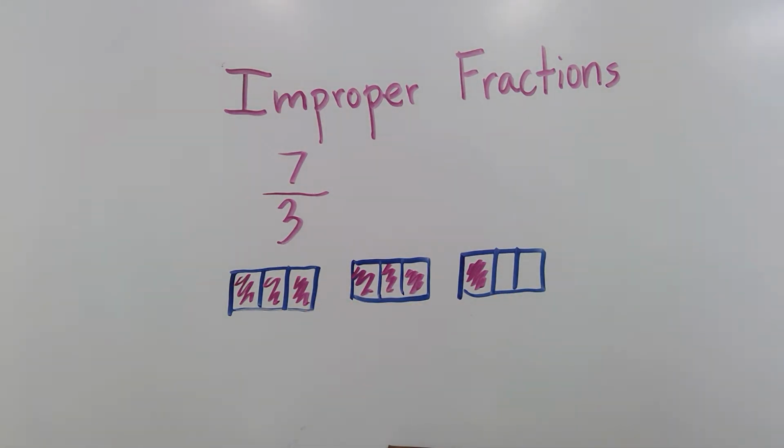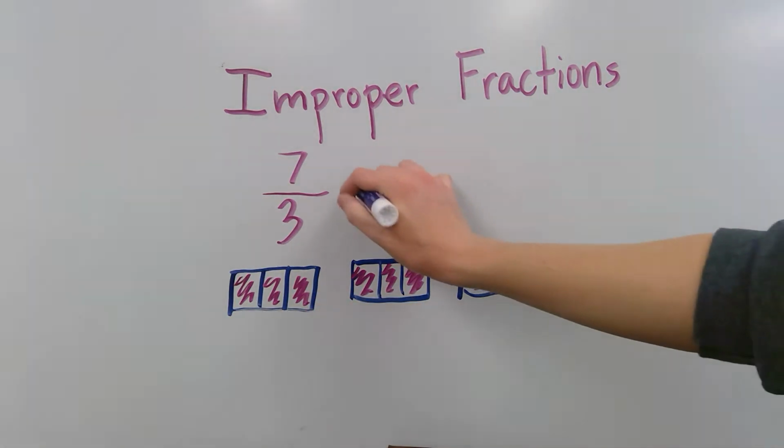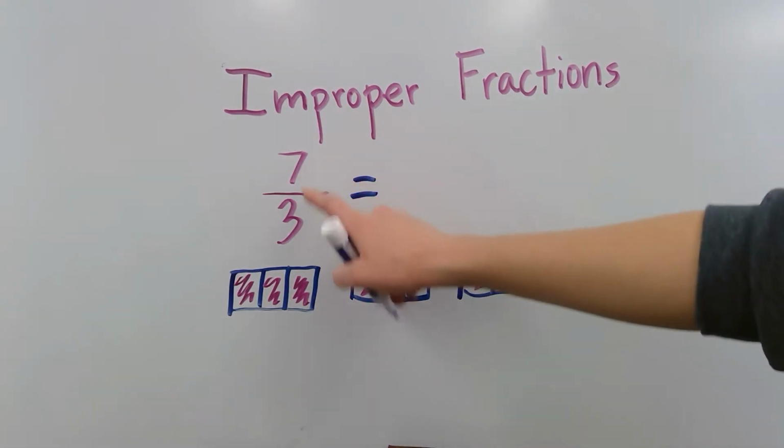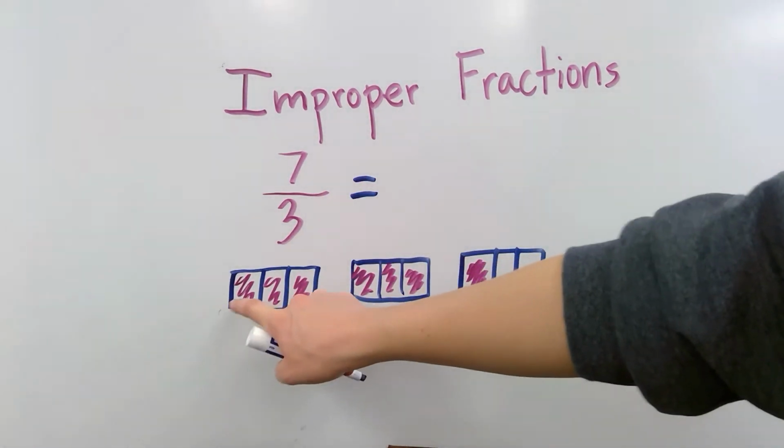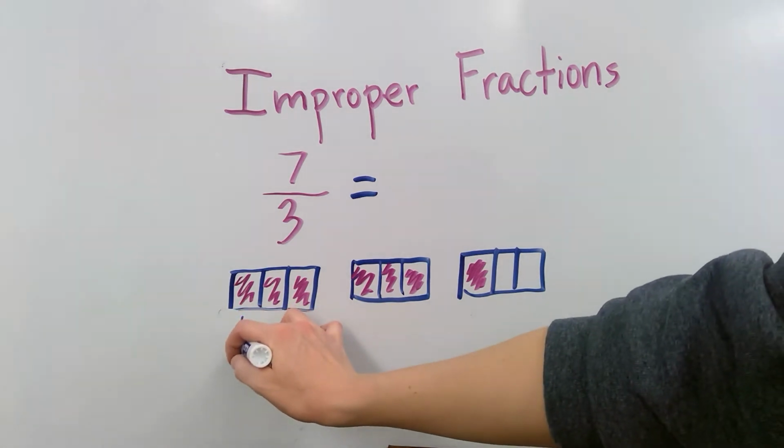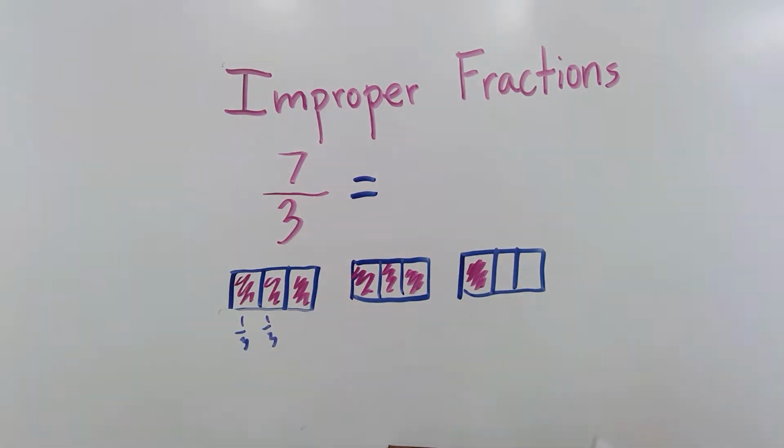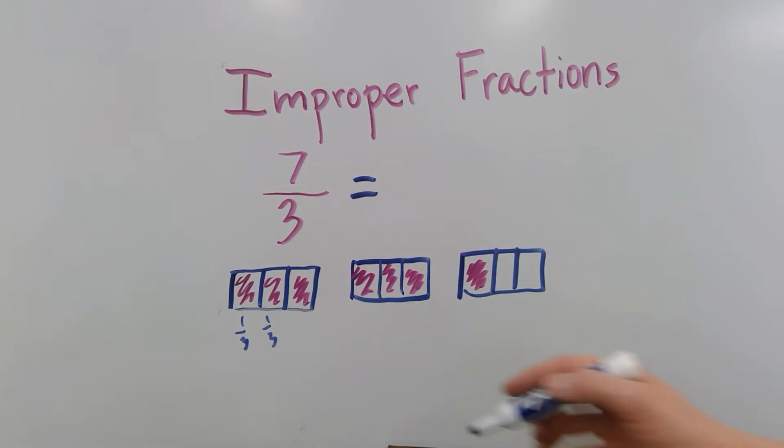So we can actually change an improper fraction into a mixed number. So 7/3, I get 7 1/3 pieces because this is 1/3 and that's 1/3. They're all 1/3. And if I wanted to change it into a mixed number, I need to write how many wholes I have.